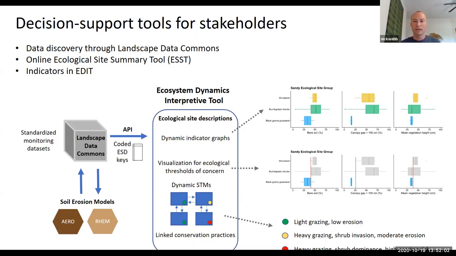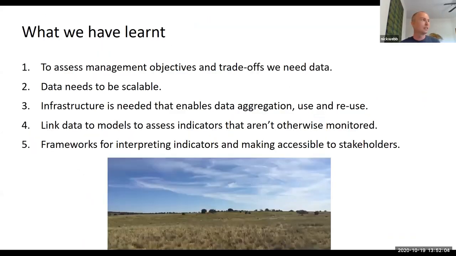So I'll wrap it up here. We've learned a large number of things in developing this work. The points I've got here are maybe fairly obvious, but they're quite important. To assess our management objectives and trade-offs, we really need data, and those data need to be scalable. But we need infrastructure that enables data integration, data aggregation, use and reuse. That has been a real challenge in bringing these different monitoring data sets together.